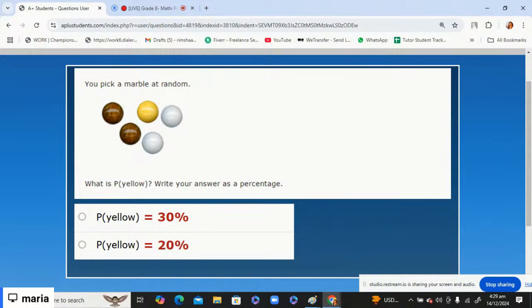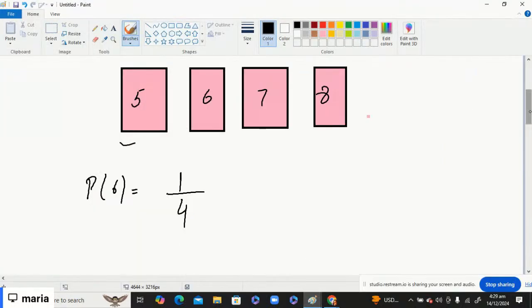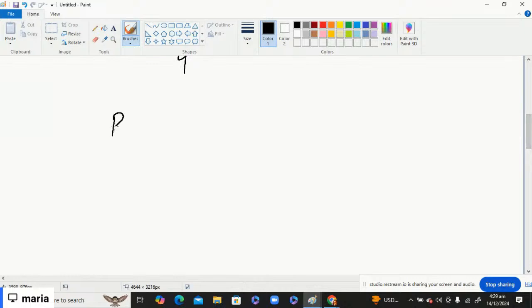So the total is 1, 2, 3, 4, and 5. Total is 5, and yellow is only 1. So 1 by 5, it's 0.2, which is 20%.